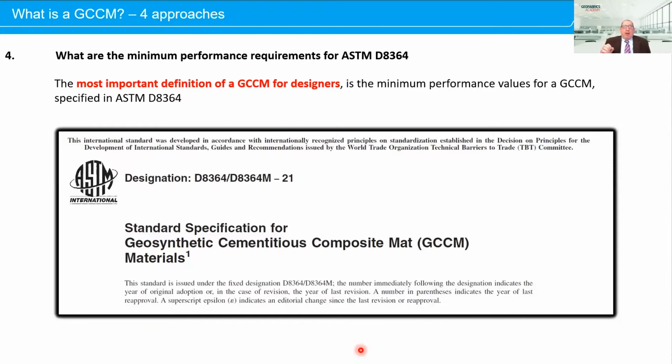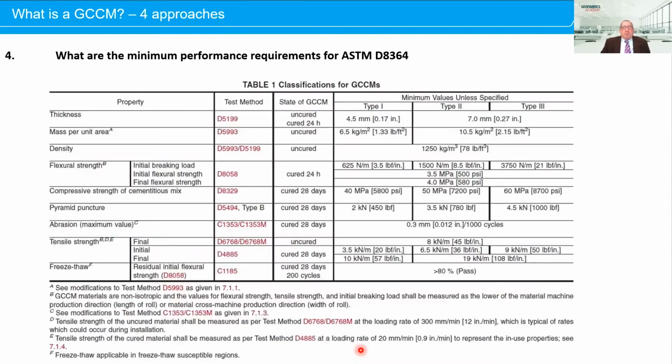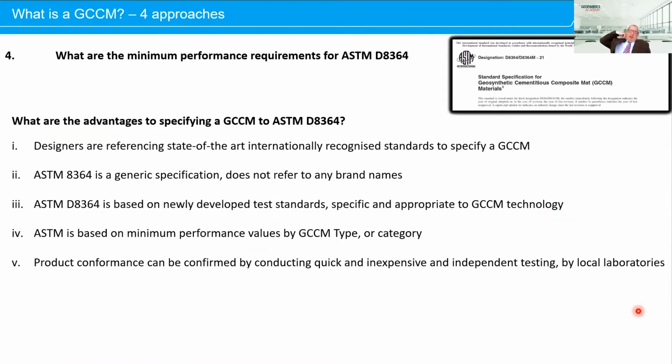Okay. Fourthly, what are the minimum performance requirements? So the last definition is what are the minimum performance requirements. These are set out in ASTM D8364. This is the most important definition for a GCCM for designers. And basically all the property values are set out in Table 1 of this standard, which gives all the appropriate test methods and the minimum values, but we'll come back to that later.